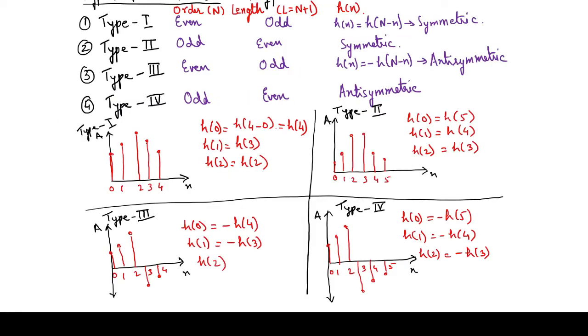Now this we have discussed. Now coming to the types of the FIR filter. We have 4 types of filter: type 1, type 2, type 3, type 4. We have the order of the filters and the length of the filters. The order of the filter is given by capital N, and the length of the filter is given by capital L, which is equal to N plus 1.